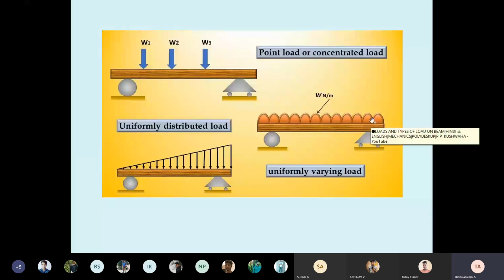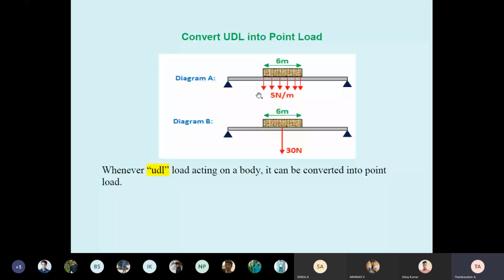See here, for example, suppose the beam diagram A. The load is 5 Newton per meter, uniformly distributed up to 6 meter. Students, one thing you have to keep in mind: whenever UDL or UVL is acting, your first duty is to convert this UDL into point load, or UVL into point load. Then only can we solve the problems. See here, diagram A, when UDL is acting up to 6 meter, I want to convert it to point load. Very important step.